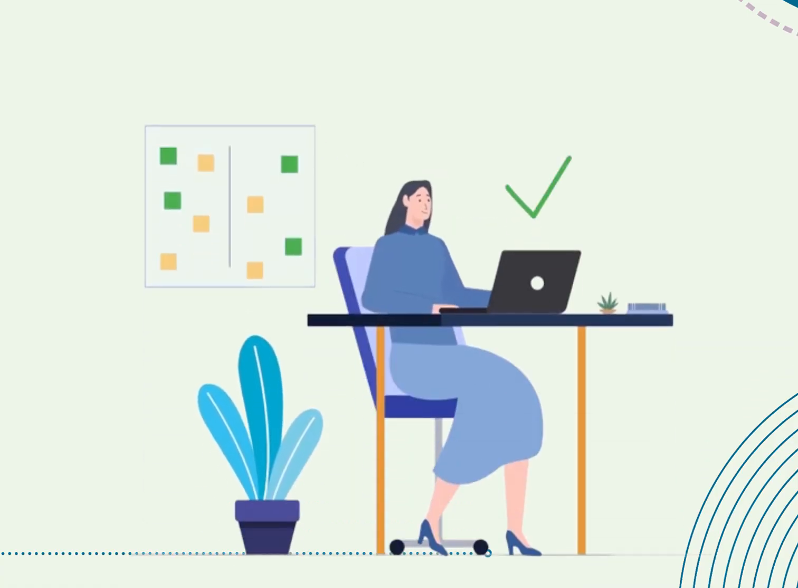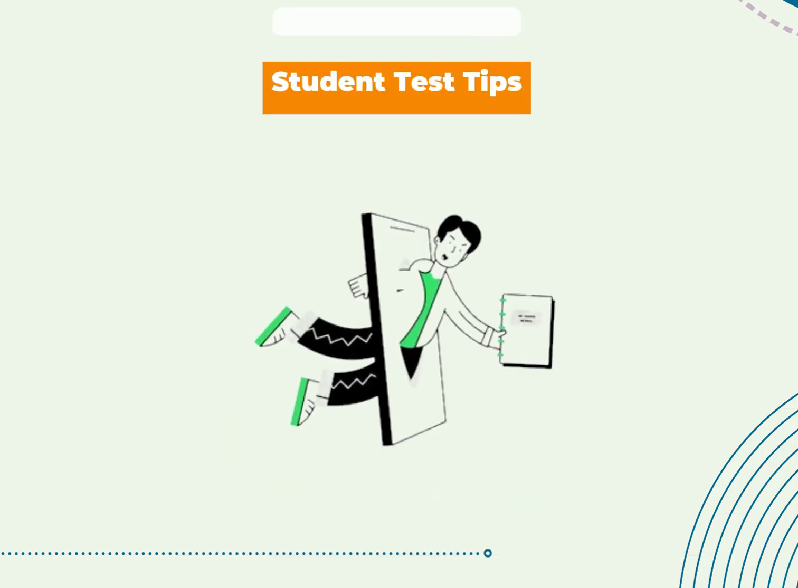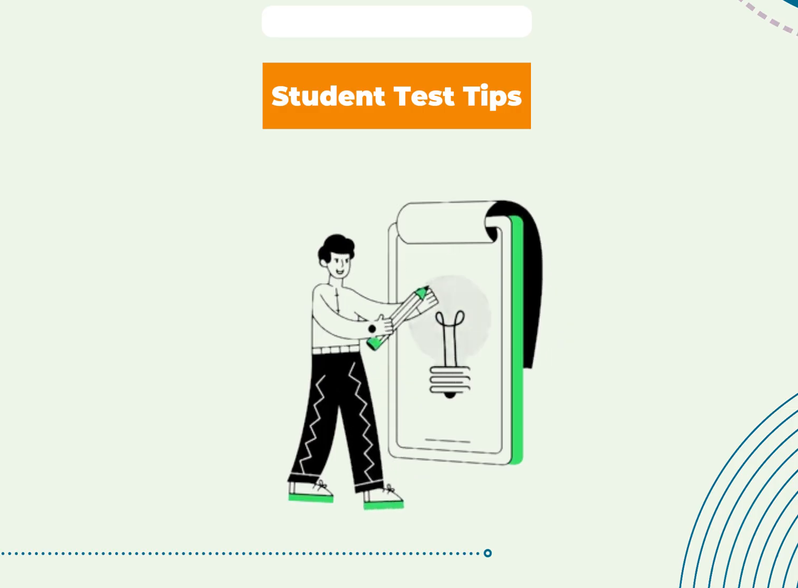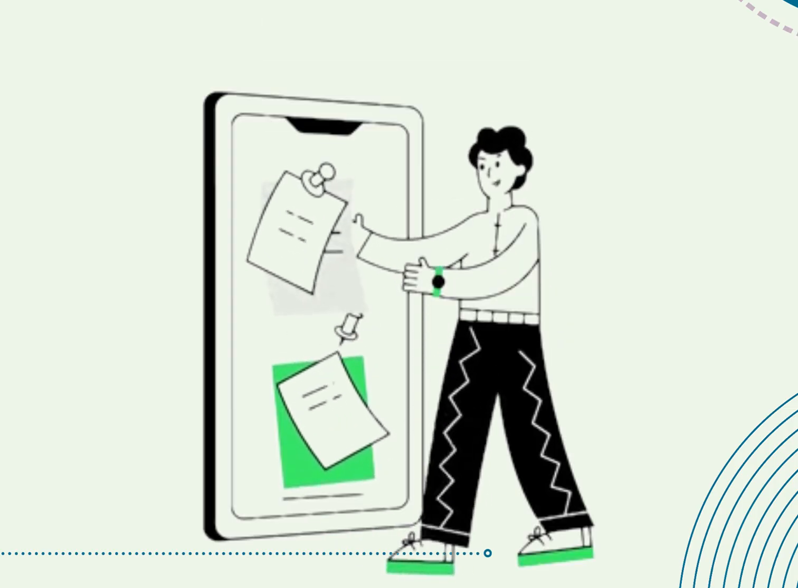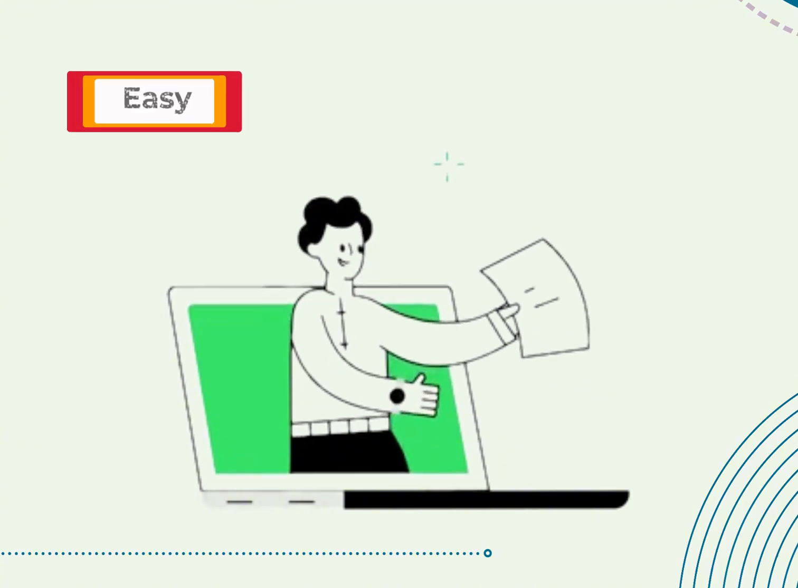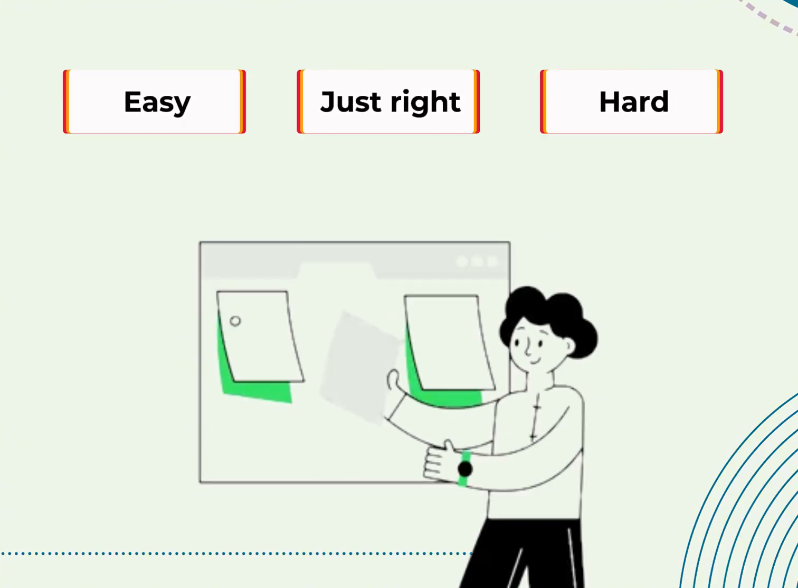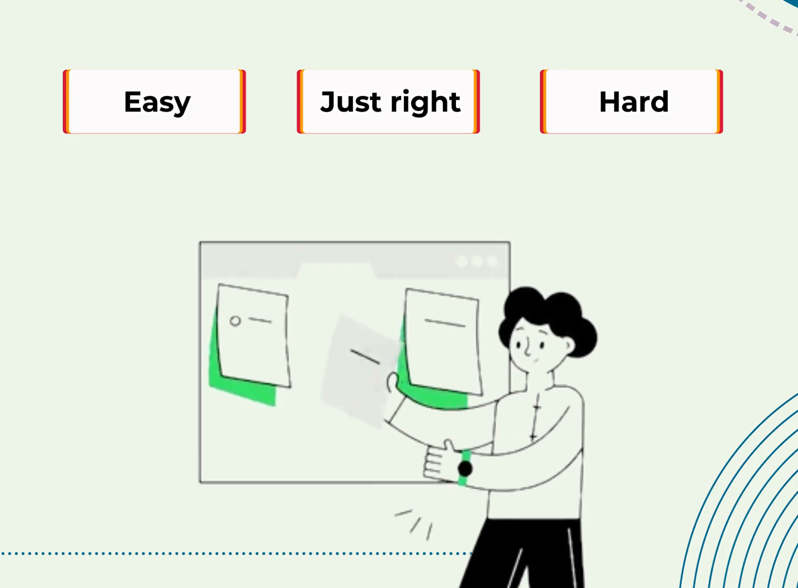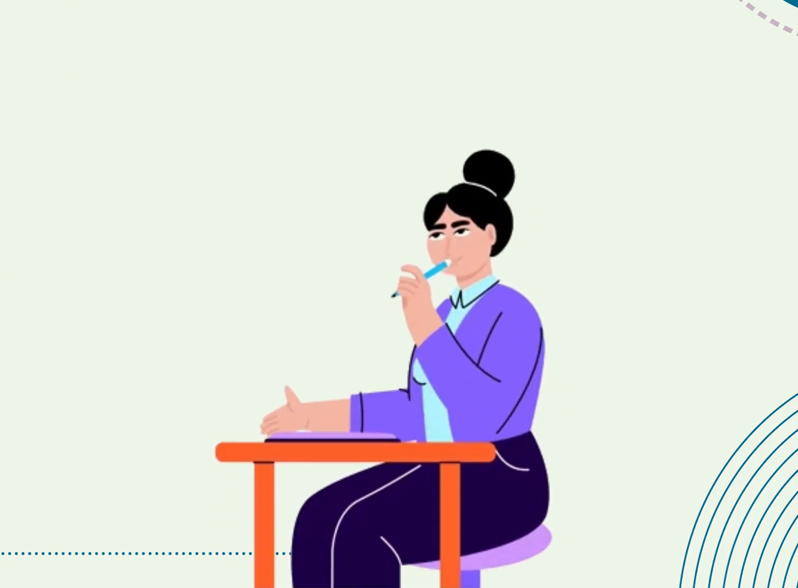Now let's continue with what students should actually do before and during the test. For students, the biggest mistake is treating MAP like a regular test, where every question should feel familiar. It will not. Some questions may feel easy, some may feel just right, some may feel too hard. That is part of the adaptive format. The best strategy is to stay steady.